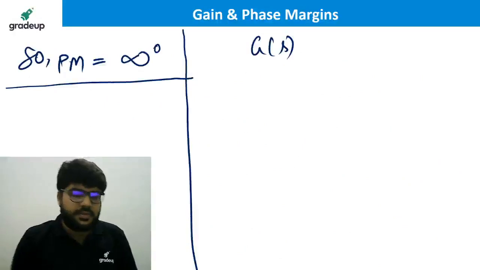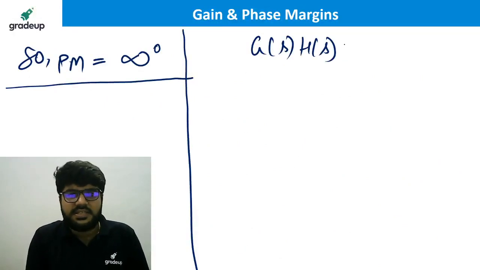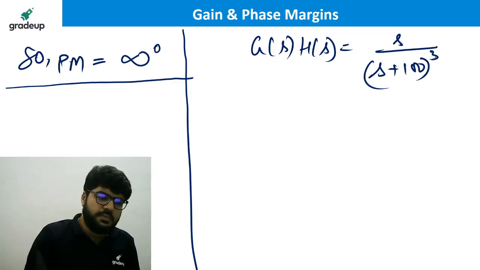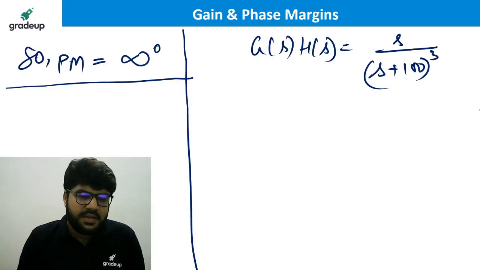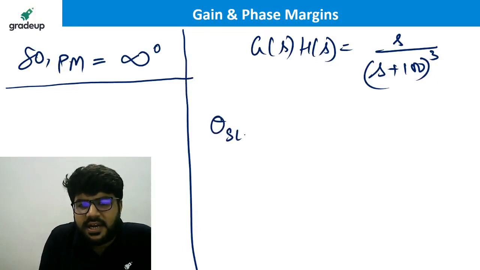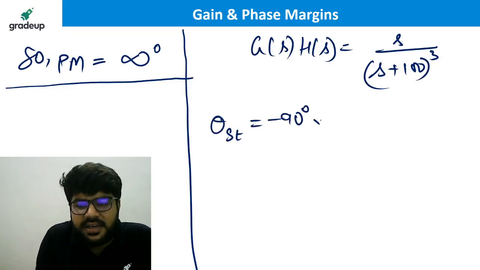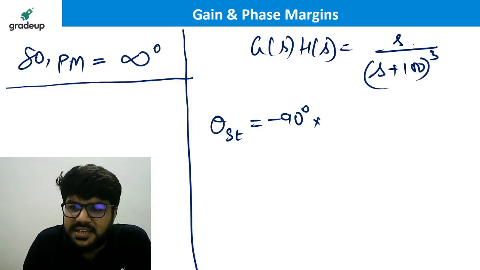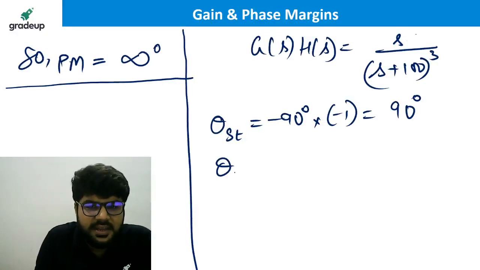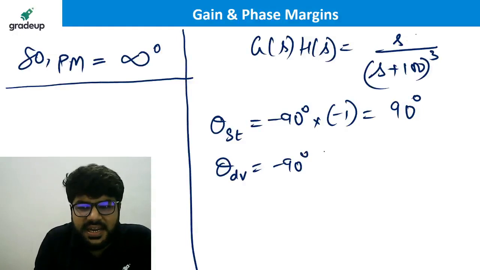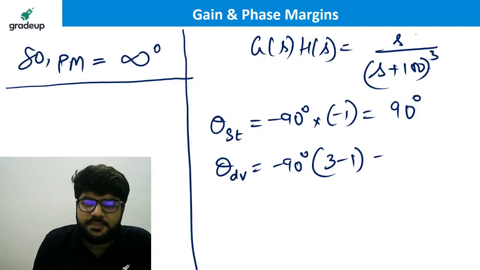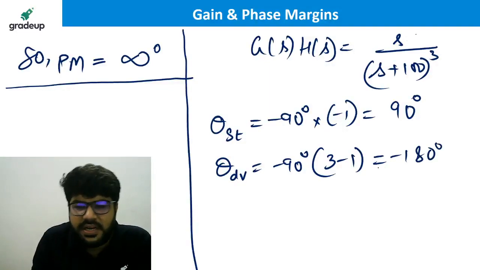G(s)H(s) is, I'll just copy the question here. G(s)H(s) is equal to s upon (s plus 100) whole cube. I will show you the quick analysis of this. In some questions I am going into details to make you understand the concept. Don't worry. So what is the theta starting angle for this? It is 90 degrees, because there are no poles at origin but there is a zero at origin. Theta diving is -90 degree into P minus Z, that is 3 minus 1, 3 poles and 1 zero. So that is -180 degree.